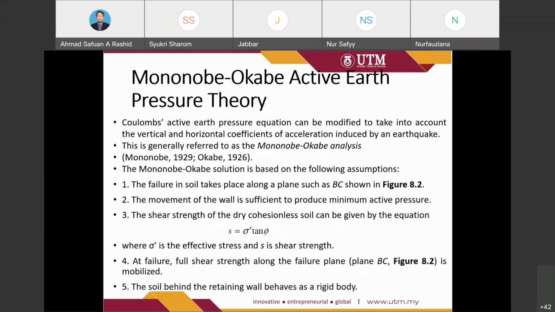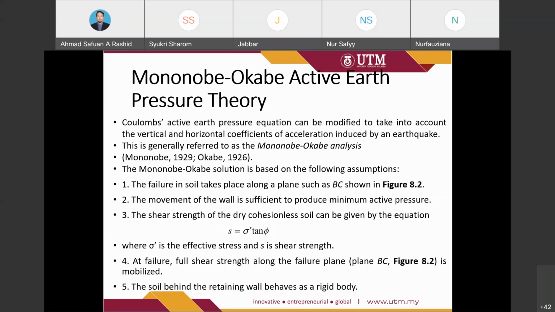The movement of the wall is sufficient to produce minimum active pressure. The shear strength of the dry cohesionless soil can be given by the equation S equal to sigma prime tangent phi, where sigma prime is the effective stress and S is the shear strength. At failure, full shear strength along the failure plane is mobilized, which is the plane BC.